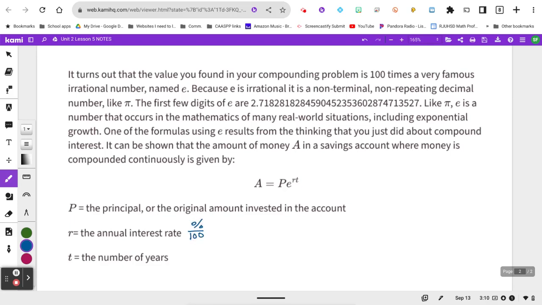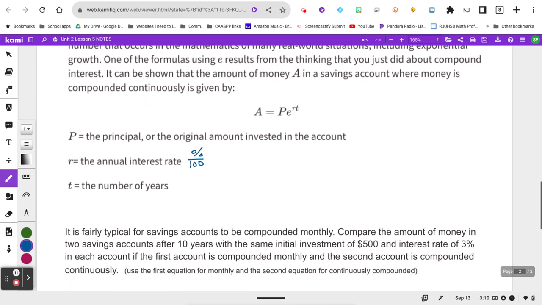And the way I remember it is the percent sign has 2 zeros, so you're moving it 2 places to the left, or divide it by 100, which also has 2 zeros.